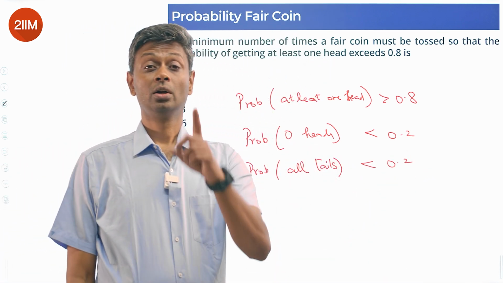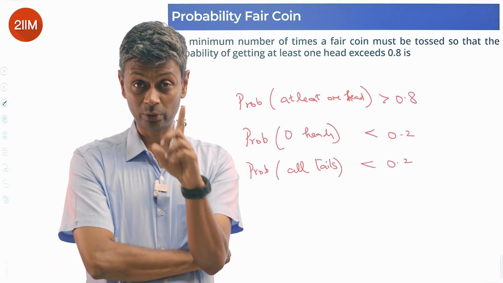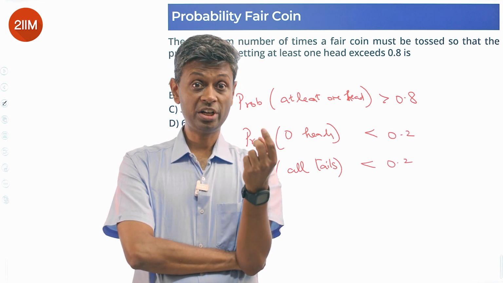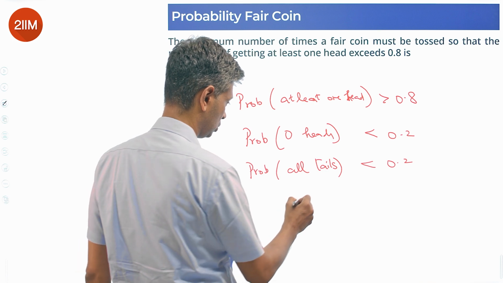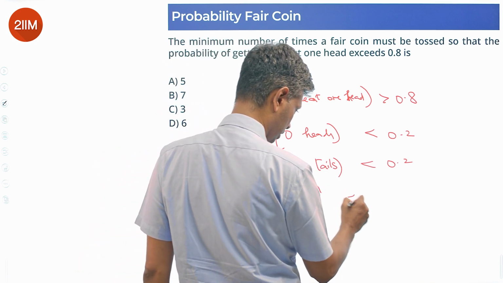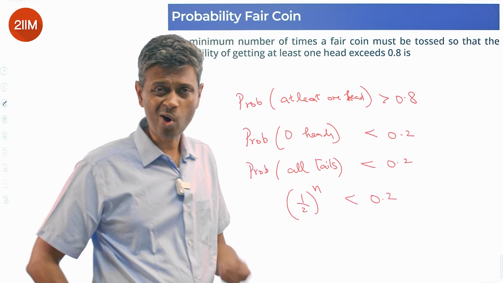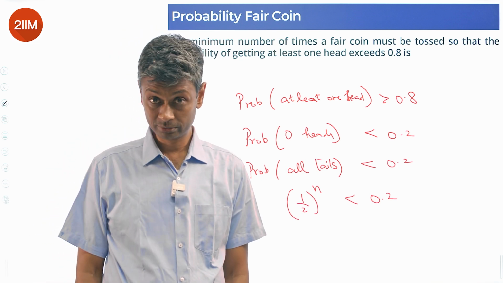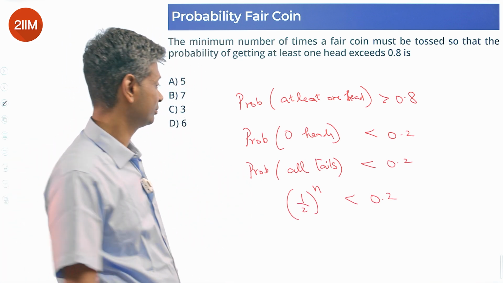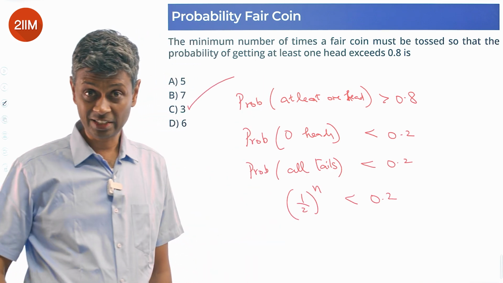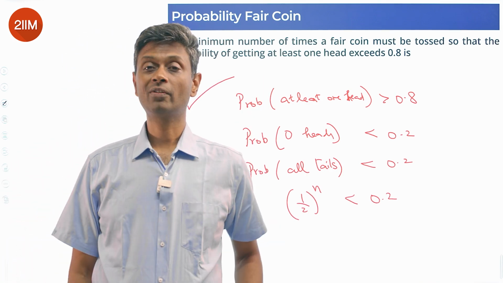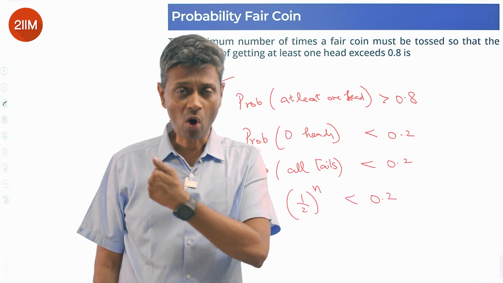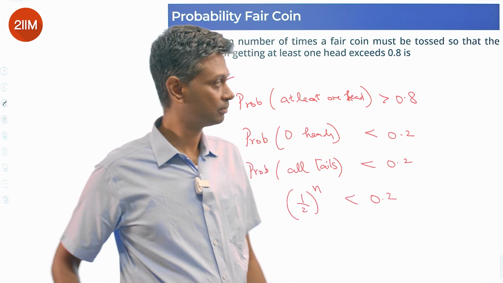Probability of getting, if you're tossing it once, probability of getting a tail is 1 by 2. Probability if you toss it twice, probability of getting both tails is 1 by 2 into 1 by 2. 3 times, 1 by 2 into 1 by 2 into 1 by 2. So 1 by 2 power n is less than 0.2. What is the smallest n that satisfies this? You're through. 1 by 2 square is 0.25. 1 by 2 cube is 0.125. You got it. 3. You toss a coin 3 times, there is more than 80% chance of getting at least one head. There's only a 12.5% chance of all these throws being tails.